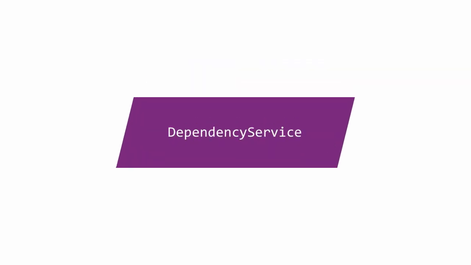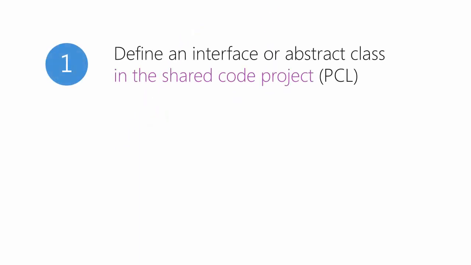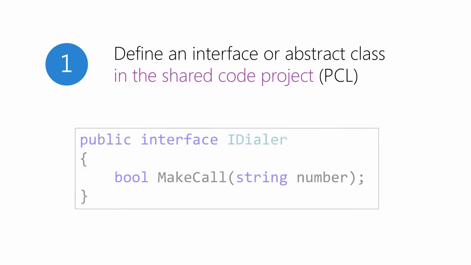This is exactly what Page does when creating alerts and action sheets. The second way is to use the Dependency Service API. This is specifically designed to locate and bind interfaces or abstract classes to implementations. The first step is to define our abstraction, the IDialer interface in this case. Again, this must be in our shared code since all parties need to know about this class or interface.